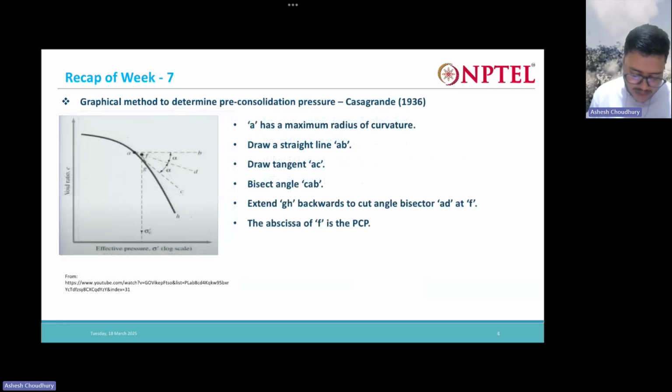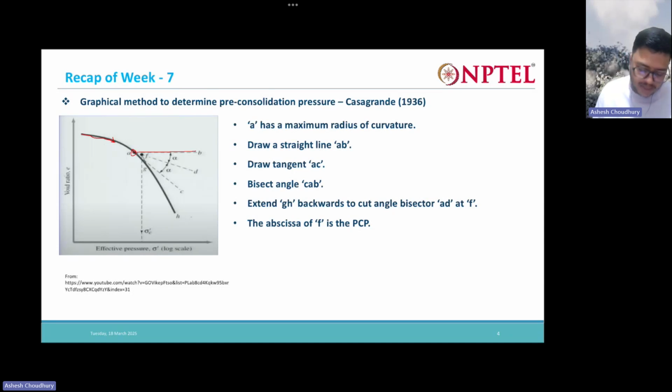First we have our curve. Just by looking at the curve, by visual judgment, we mark the point A where the curve has the maximum radius of curvature. At the point A, we draw a straight line AB.